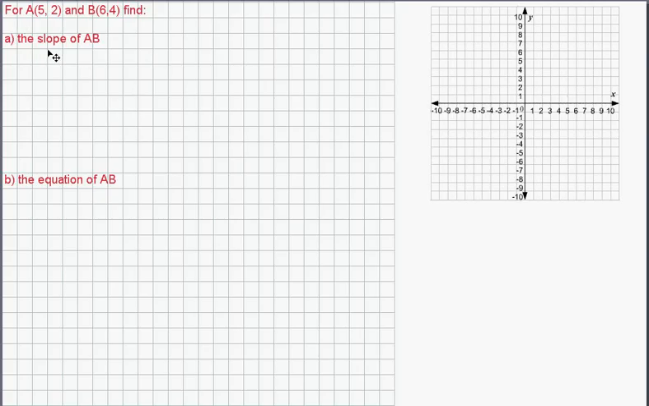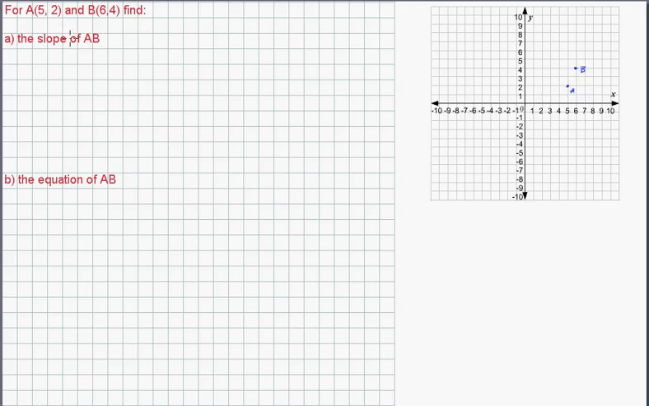In this question, we're given 2 points, A at x coordinate 5, y coordinate 2, and just for illustration, I'm going to plot it on here. So here's our A. That's better. 5, 2. There's A. And B at x coordinate 6, y coordinate 4. Always x is first. And 6, and we go up to 4, and there is B.